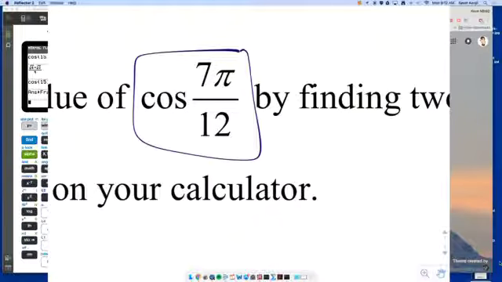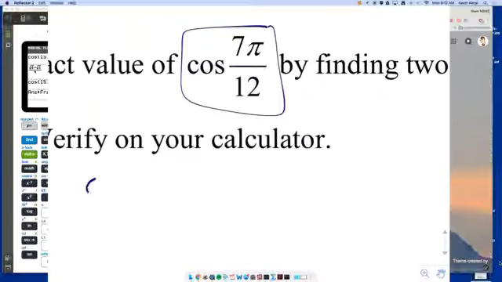Well, how do you know? If you look at it, it's something pi what? 12. And anytime you see something pi 12, you know it's going to be a multiple of 15 degrees. So you know you're going to use the composite identities. So let me walk you through this.